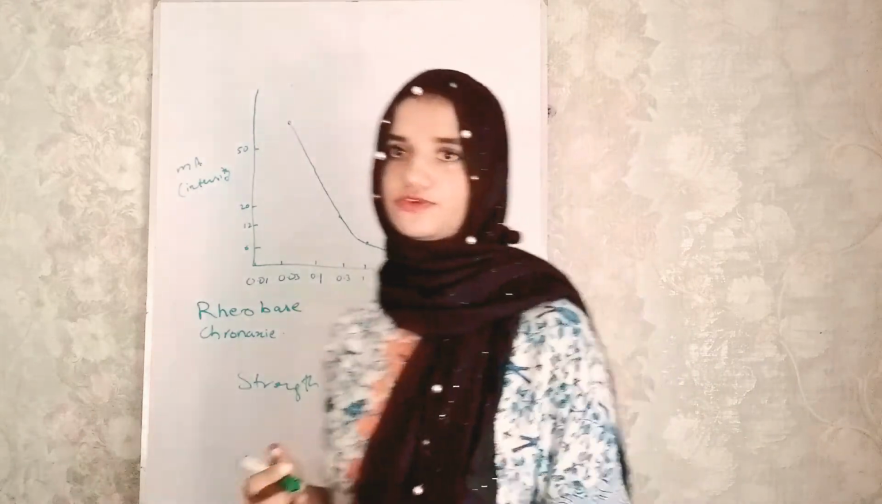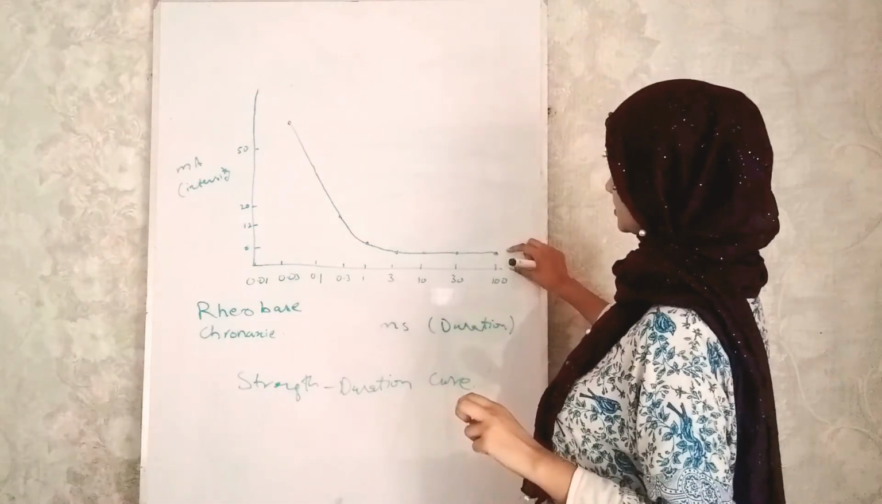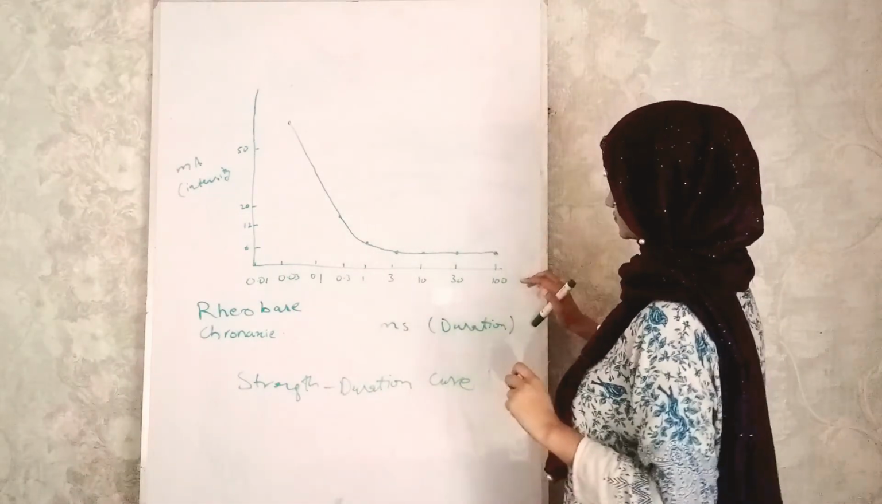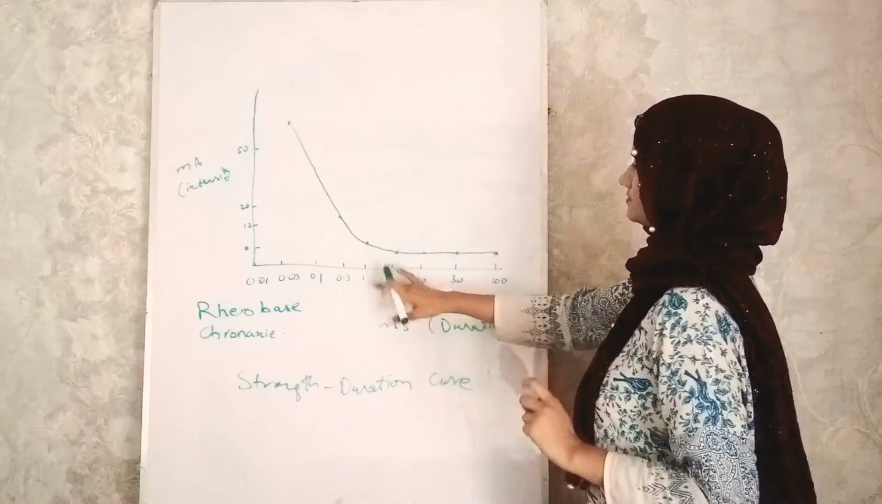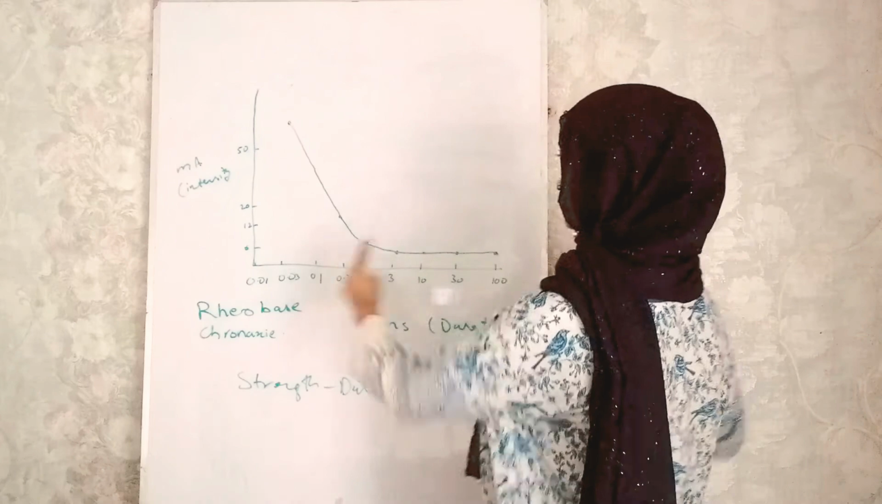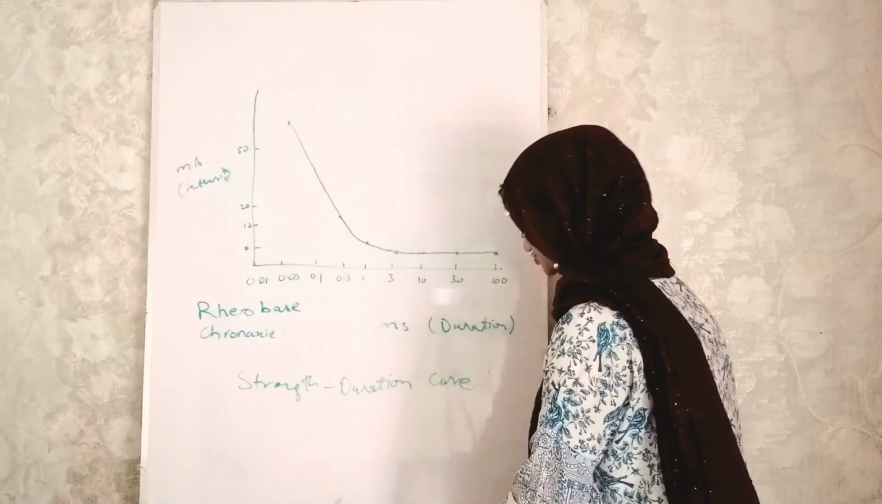So at this point we are just going to remember two things: the minimum intensity of the current and the duration. You can see at 130, 10, 33. The minimum intensity of the current if this duration is infinite. We are going to make this duration infinite, and the minimum intensity of the current produced at that point would be Rheobase. Now moving toward Chronaxie.